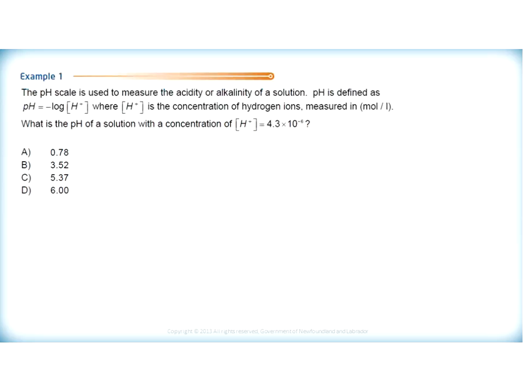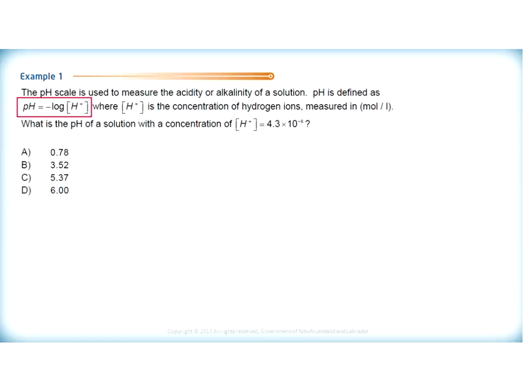We have 5 examples. In example 1, the pH scale is used to measure the acidity or alkalinity of a solution. pH is defined as pH is equal to the negative of the log of H+, where H+ is the concentration of hydrogen ions, measured in moles per liter. We are asked, what is the pH of a solution with a concentration of H+ equals 4.3 times 10 to the negative 6? Look at the given equation.